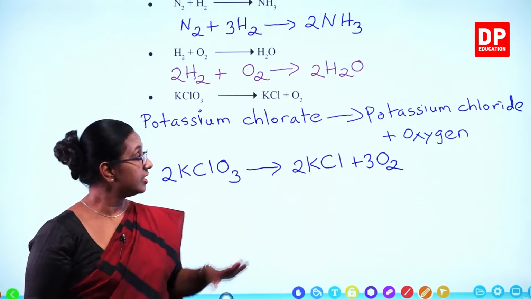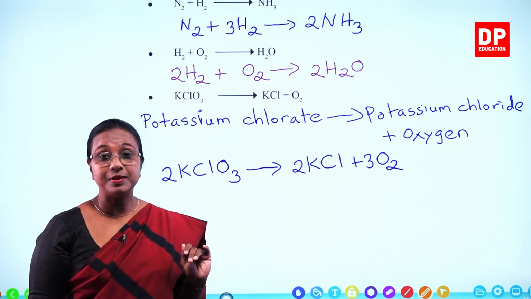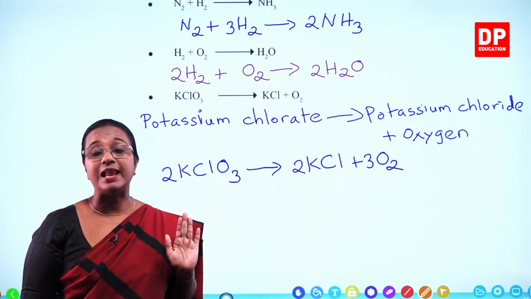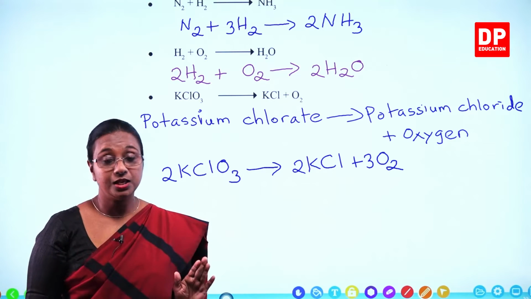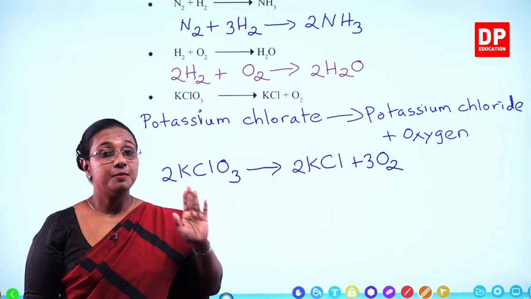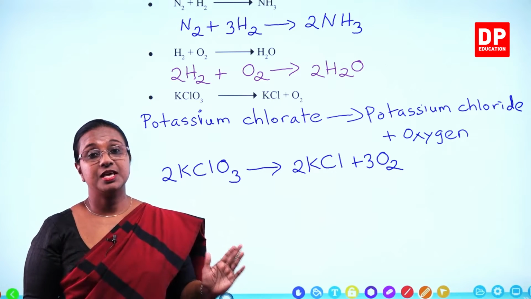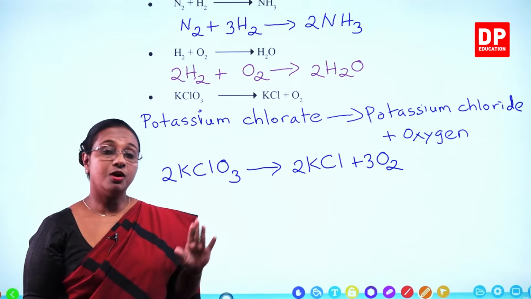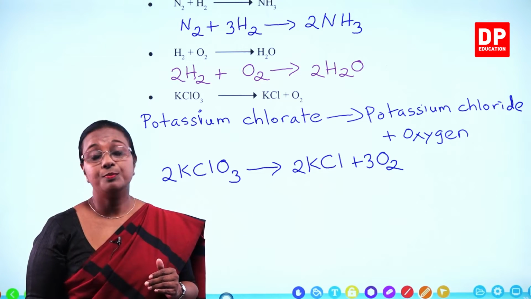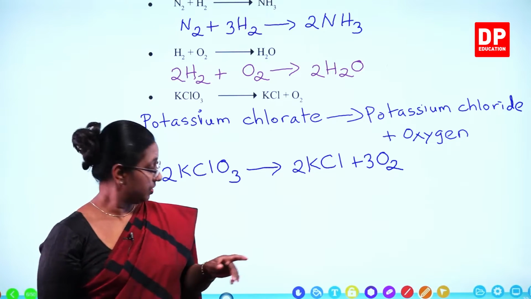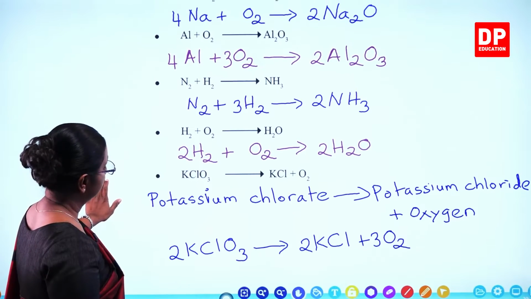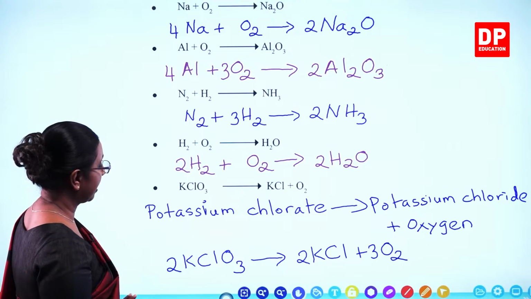So I am sure students, after doing so many examples, now it should be very clear to you how you balance the chemical equation. And this is known as the inspection method because you look at the atoms of each element on the reactant side and the product side and then you balance them. So these are the balanced equations for all the given reactions.